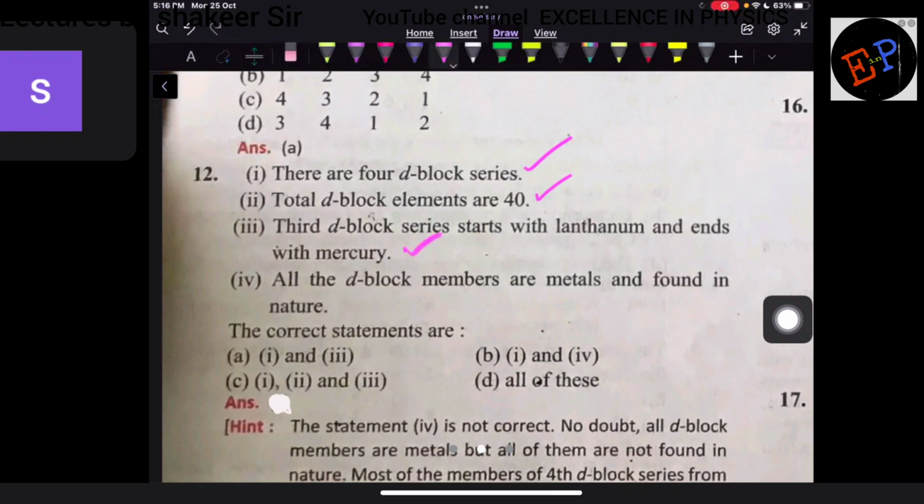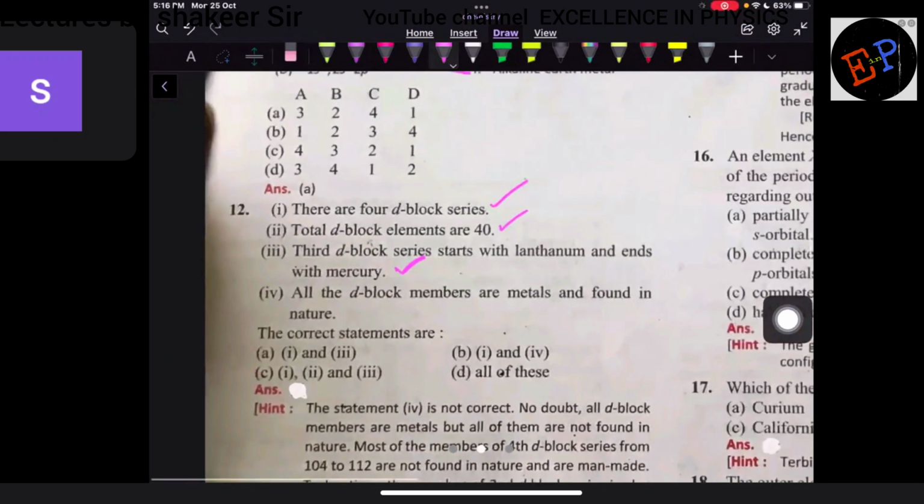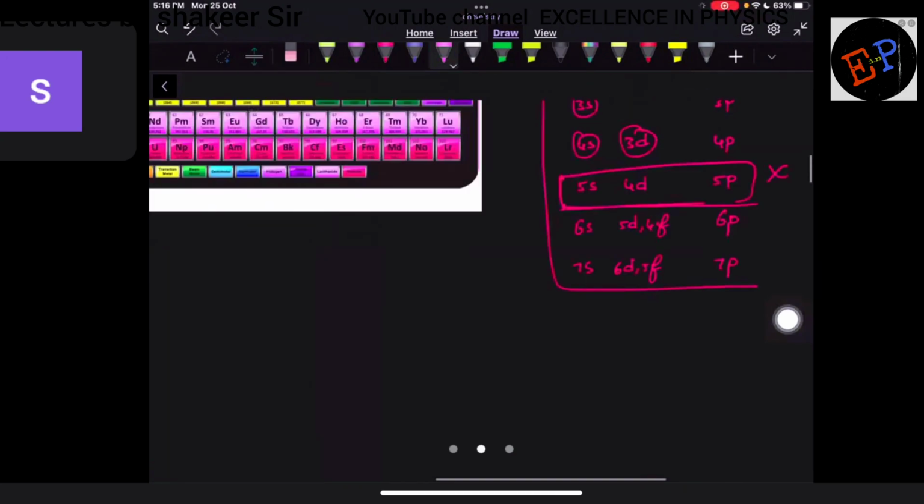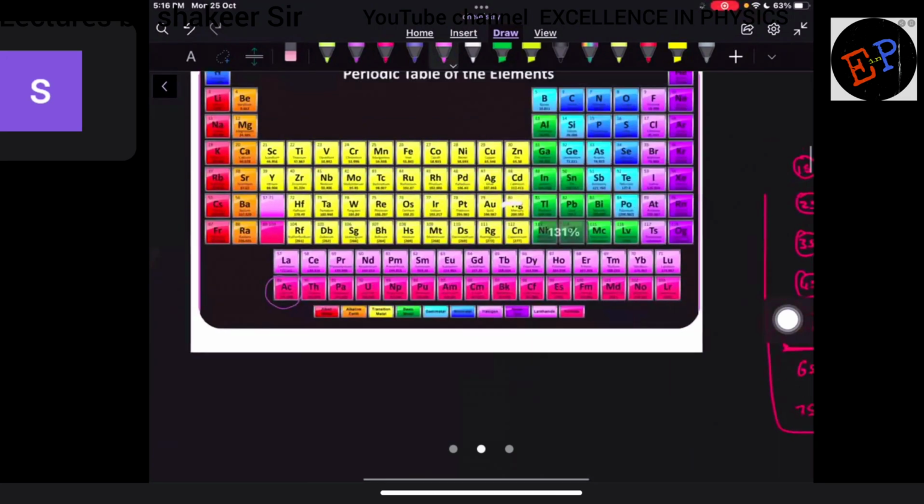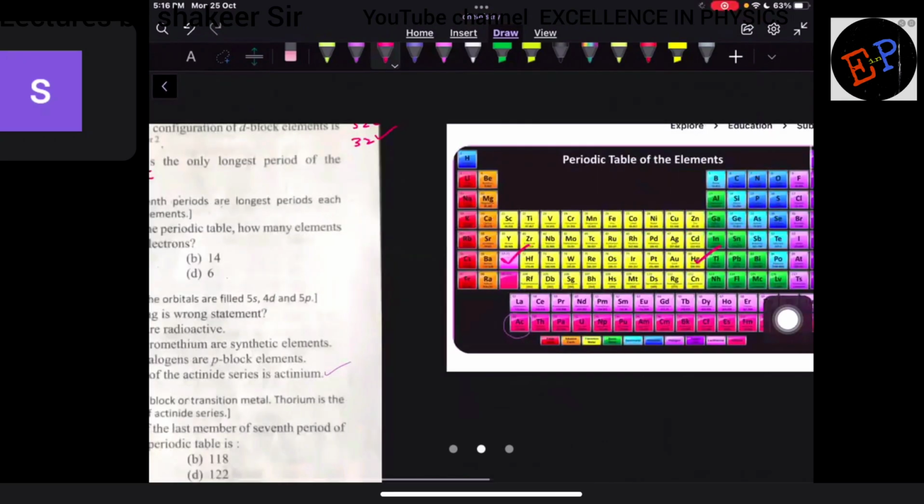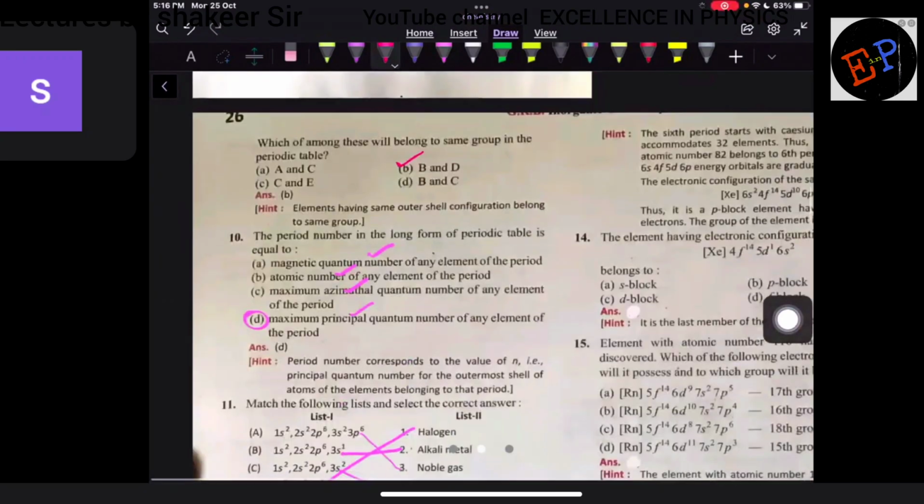Clear now? So in one series, it starts with lanthanum and ends with mercury. Now let us see what is that series. So sixth. It starts with the lanthanum and it ends with mercury. So that is correct. Now let us see what is the fourth statement.